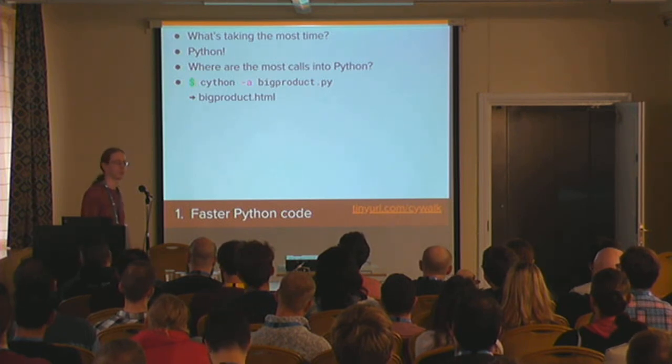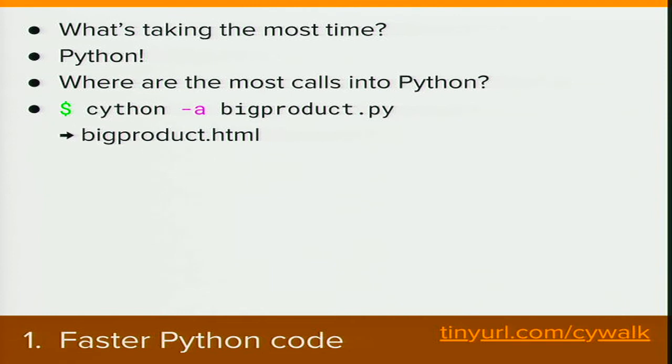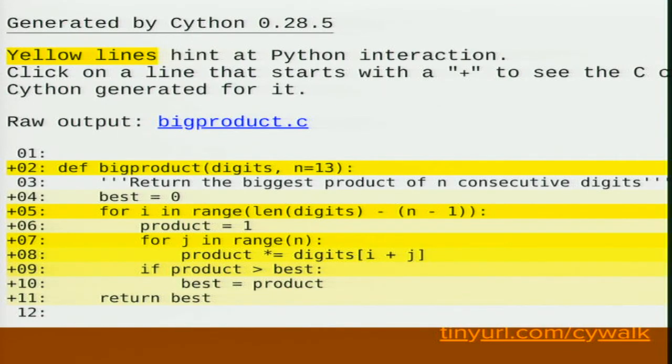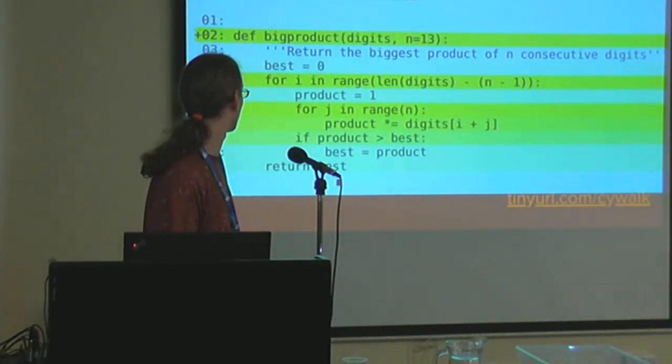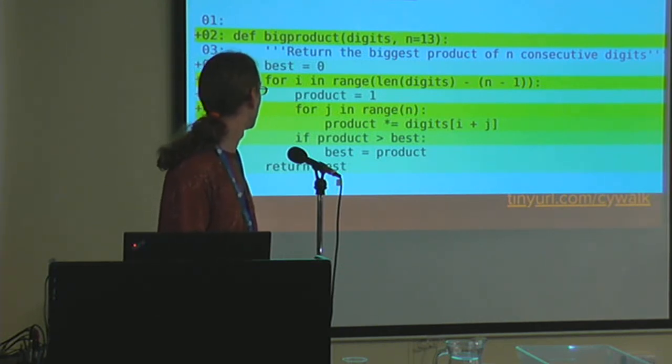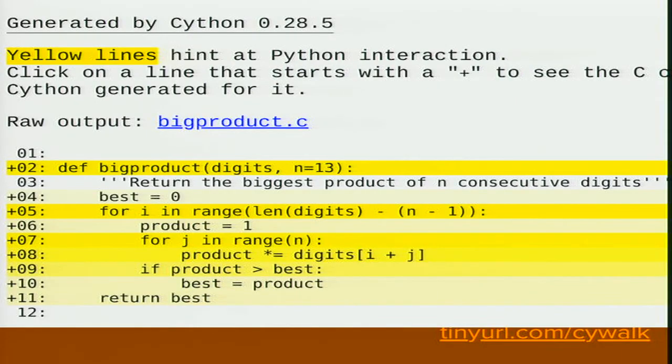There's a Cython command line program, and if you hand it the -a switch along with your Python file, it creates an HTML file which can then be inspected, which we'll do now. So as it says, yellow lines hint at Python interaction. Click on a line that starts with a plus to see the C code that Cython has generated for it. So yes, as it says, we've got various different shades of yellow there. The lighter yellows are less interaction with Python, and the deeper shades of yellow indicate that much more work is being done in the Python layer.